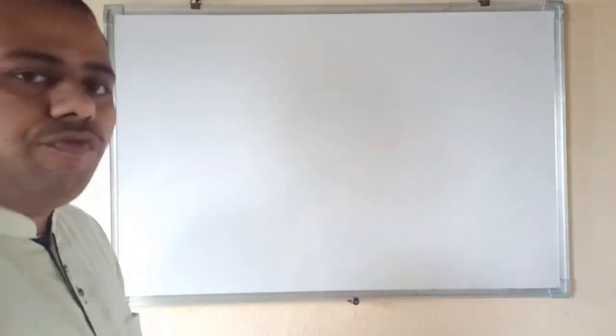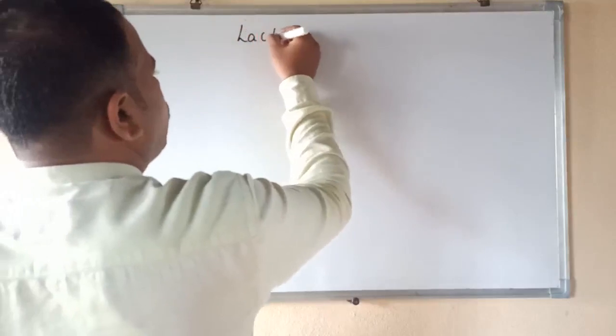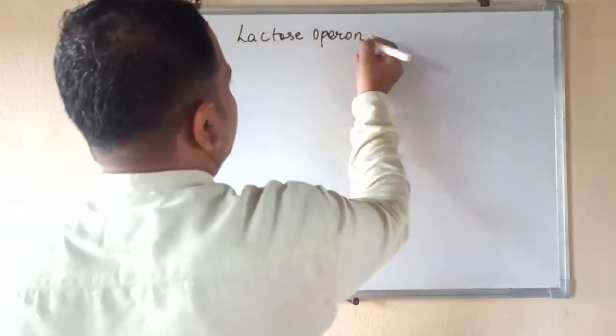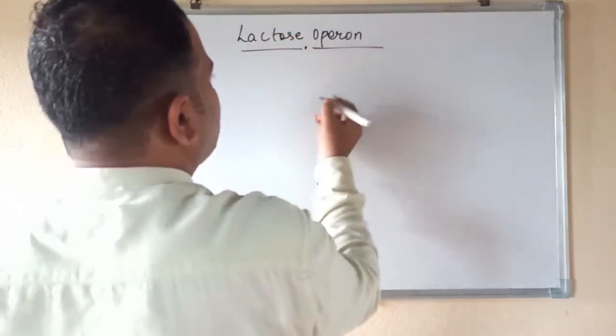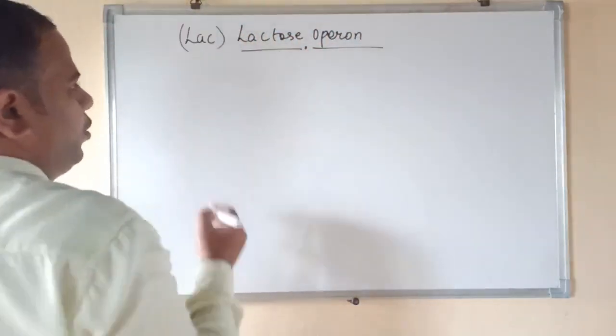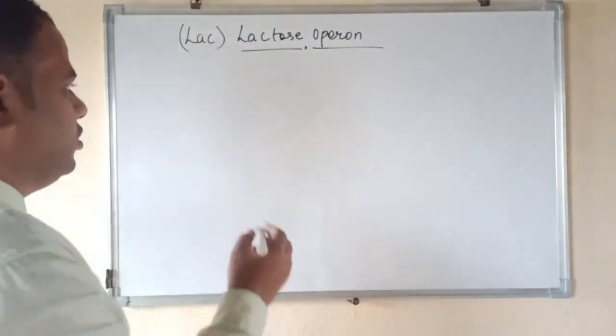Today in this video we are going to see in detail the topic of the lactose operon. The lactose operon is also called the Lac Operon, and in short it is written as Lac Operon. We are going to see it in detail here in this video.